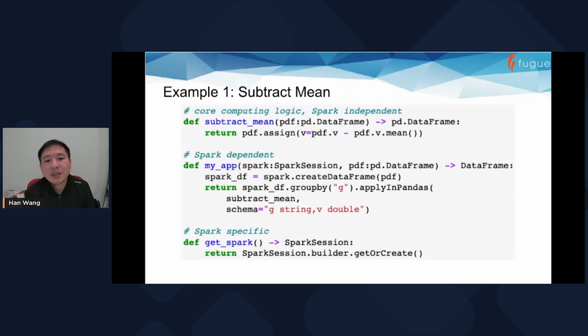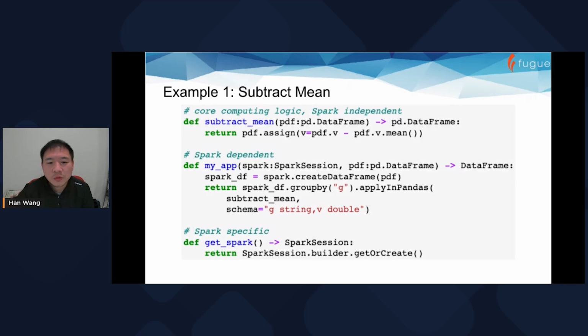So a better design for the subtract mean might be in this way. You can separate your functions into three different functions. The first function is your core computing logic, where the input and output are both pandas data frames. So this function has nothing to do with Spark. You should do full unit tests on this function.